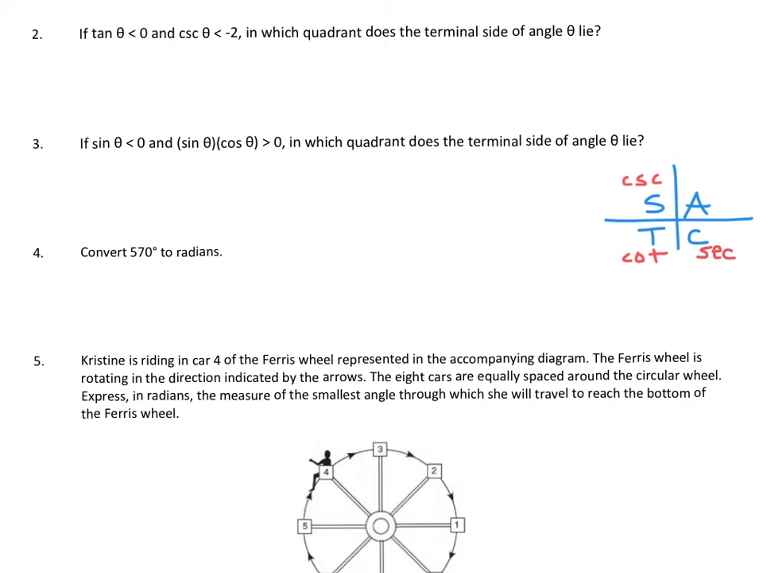Okay, so that being said, let's see. Number 2, if tan is less than 0, so tan is negative. All right, well, if tan is positive in quadrants 1 and 3, it has to be negative in quadrants 2 and 4.